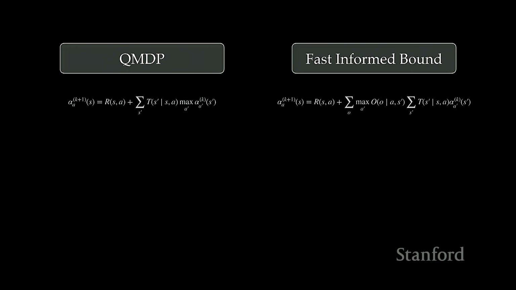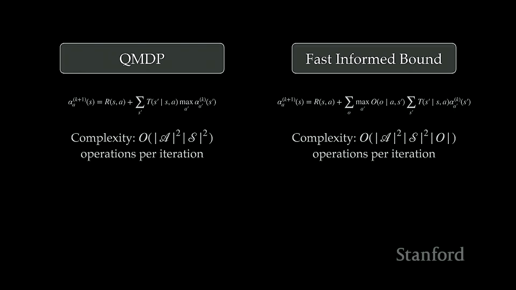Okay, and so just comparing QMDP and fast-informed bound, they're extremely similar. For fast-informed bound, we still have one alpha vector per action. It's the same exact thing. It's just that in that iterative procedure, similar to value iteration, we're going to have this extra term where we sum over all of the different observations we might get. And so because of that, it is a little bit more complex in terms of computation, or in terms of operations per iteration, because now we have this extra factor of O, the number of observations, because we have to sum over all of these observations.